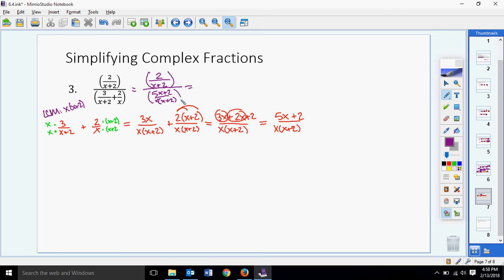Now I'm ready to keep change flip. So I'm going to keep the numerator, change division to multiplication, and flip this. And I'm ready to cancel. So I have 2 times x plus 2, x plus 2 times 5x plus 2. What's in the top and in the bottom? Well, the x plus 2's.